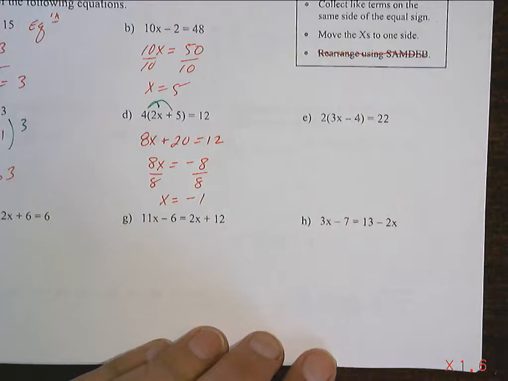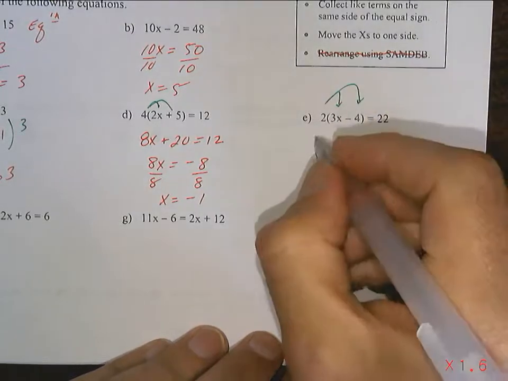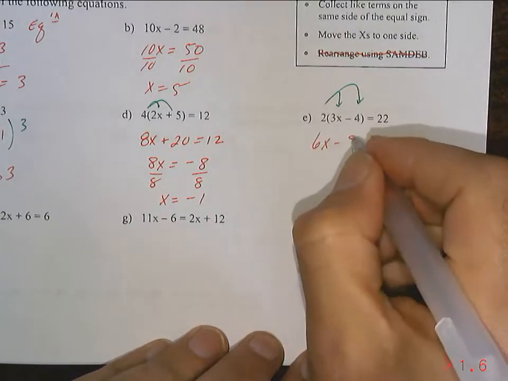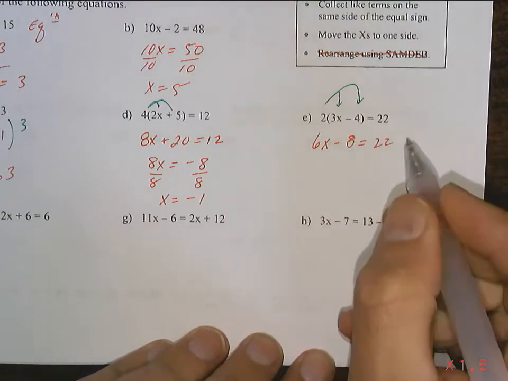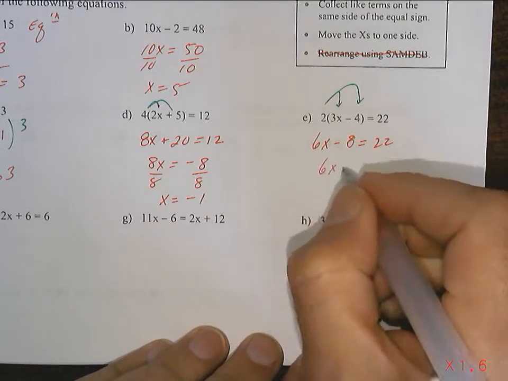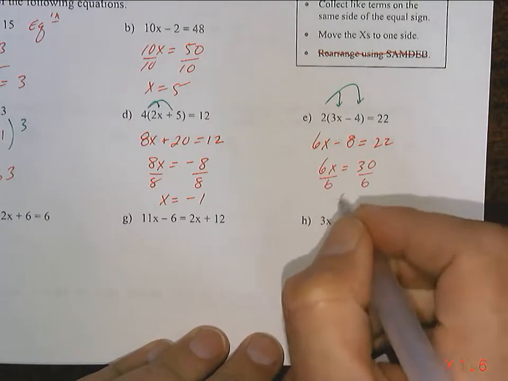So again, we have the distributive property at play here. 6x minus 8 equals 22. The 8 goes over to the other side, becomes positive. 6x equals 30. Divide both sides by 6, and I'm going to get x equals 5.